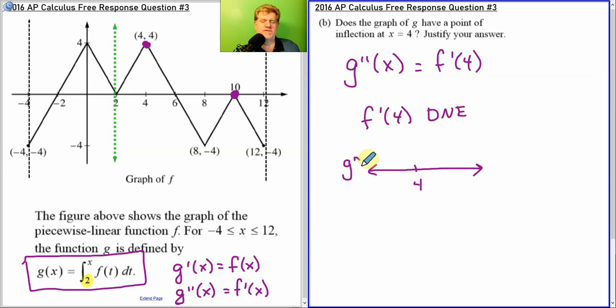So we test the second derivative. But don't forget, the second derivative is the first derivative of f, and first derivatives tell you slopes. Look at the slopes. Before 4, the slopes are positive. After 4, the slopes are negative. So if we go from a positive concavity to a negative concavity, that's what we call a point of inflection. So yes, G of 4 is a point of inflection.